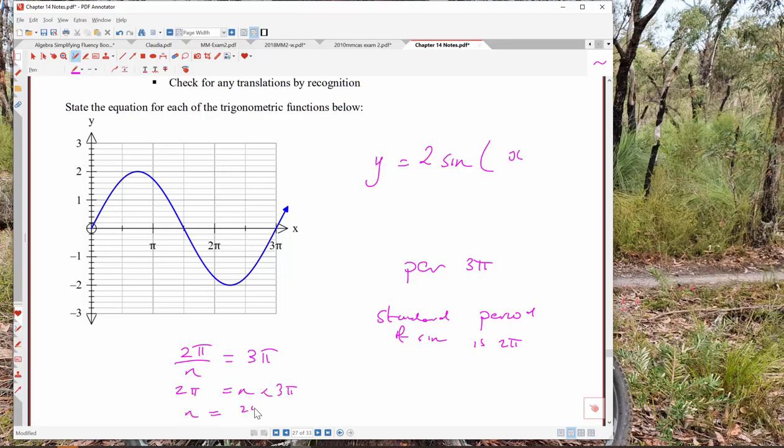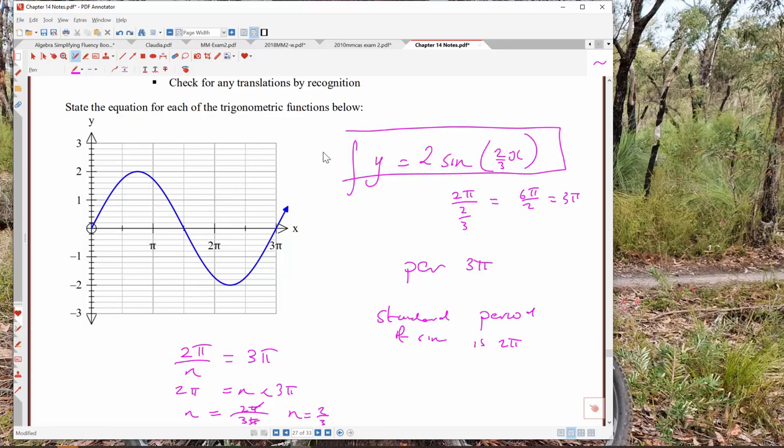N equals 2 pi over 3 pi. Cancel those out. N is equal to 2/3. So that means I've got my value of 2/3 for n right there, and plus 0. And you can just quickly check this by going, period of a standard sine is 2 pi over the n value, which is 2 pi on 2/3, which is going to be 6 pi on 2, which is 3 pi, which matches up perfectly. Okay, so that's our first equation that matches that particular graph.